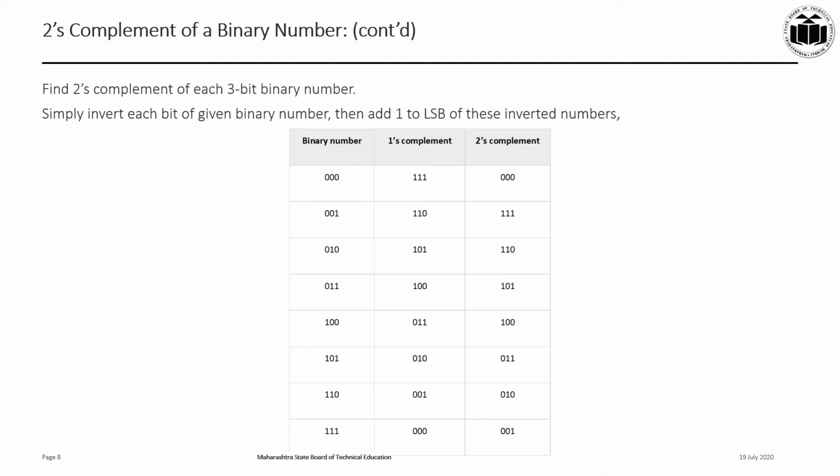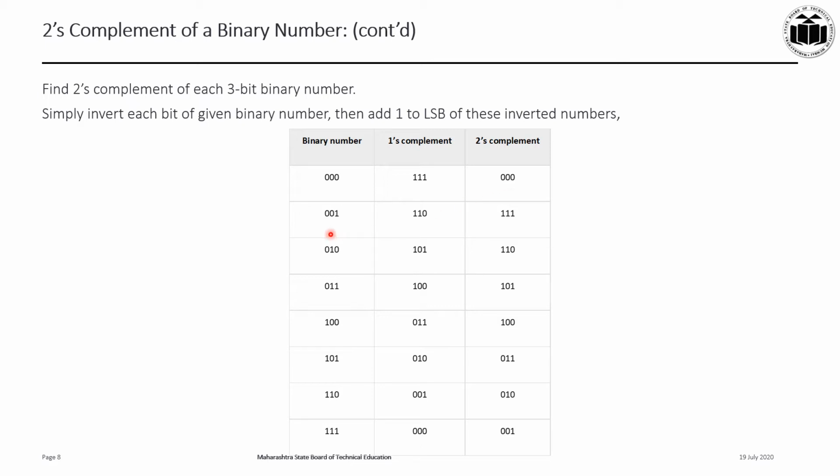Let us find 2's complement of 3-bit binary numbers. The table here shows binary number, 1's complement and 2's complement from binary number 000 to 111. Now take the first example. The binary number is 000. 1's complement is inverting the bits, which gives us 111. And 2's complement is adding 1 to the LSB of 1's complement, which will give you 1000. But since it's a 3-bit representation, you ignore the carry. So 2's complement will be 000.